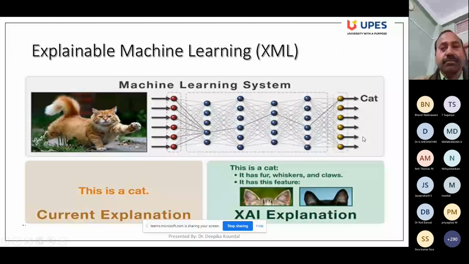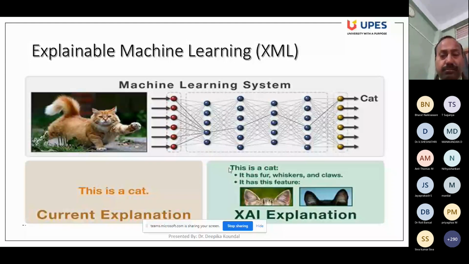So there are a number of explainable XAI techniques. There are a number of explainable machine learning models like SHAP and etc. A number of models are there for explainability. So you can also explore those explainable machine learning models.